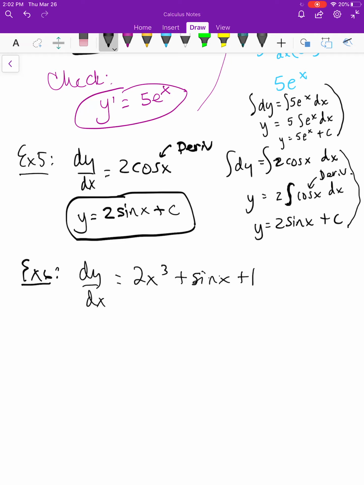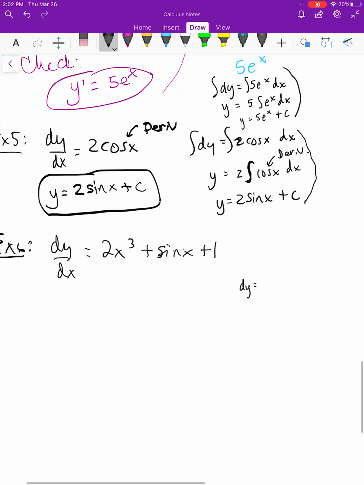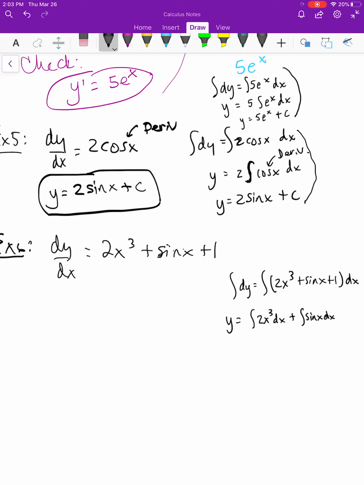2x cubed plus sine x plus 1. Now this is your derivative, okay? So if you wanted to think of it in terms of separating it, can you take him out? 2x cubed plus sine x plus 1 dx, and then integrating both sides, y equals, you could separate these into separate integrals. Like when there's plus or minus in between them, you can make them separate. You just have to put a dx after each one, and this would just be 1 dx.